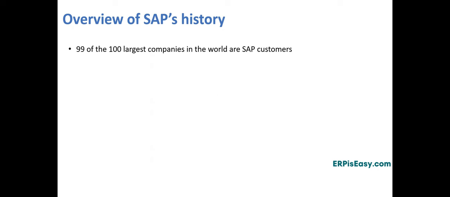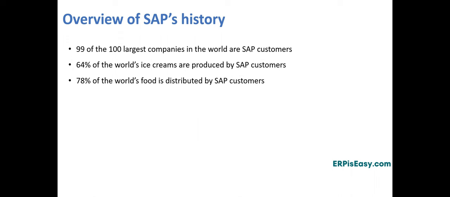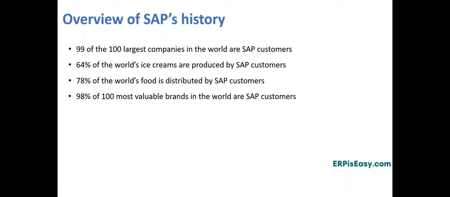99 of the 100 largest companies in the world are SAP customers. SAP customers produce 64% of the world's ice creams. SAP customers distribute 78% of the world's food. 98% of the 100 most valuable brands in the world are SAP customers. SAP customers produce 77% of the world's beer.